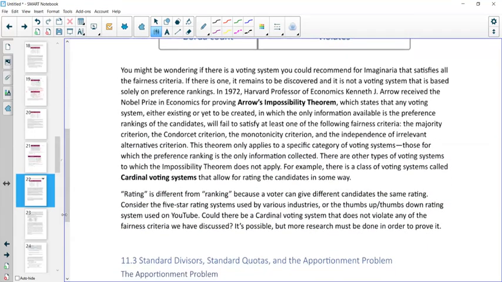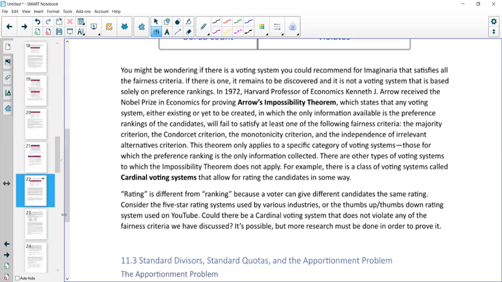So that brings us to, is there a voting system you could recommend for Imaginaria that satisfies all the fairness criteria? If there is one, it remains to be discovered, and it is not a voting system that is based solely on preference ranking.